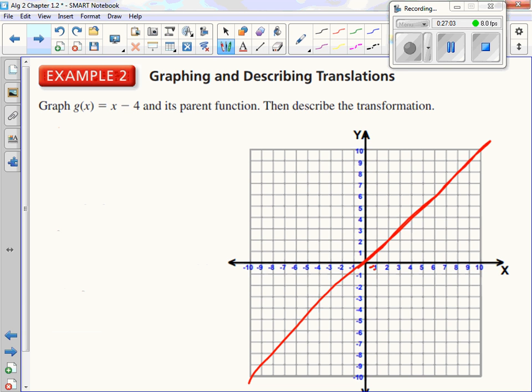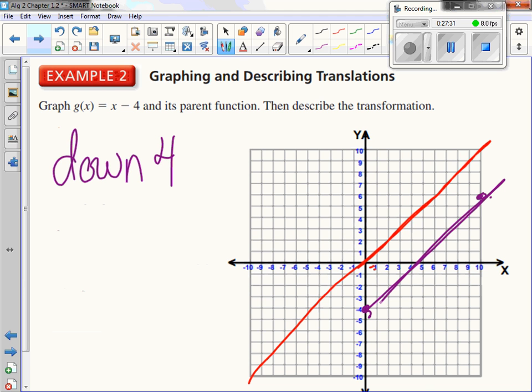What happened to this here? Well, we have the minus 4. So what did it do from its parent function? It went down 4, yes? So that means every point on this line went down. So instead of being at 1, 1, it's at 1, negative 3. Instead of at 0, 0, it's at 0, negative 4.